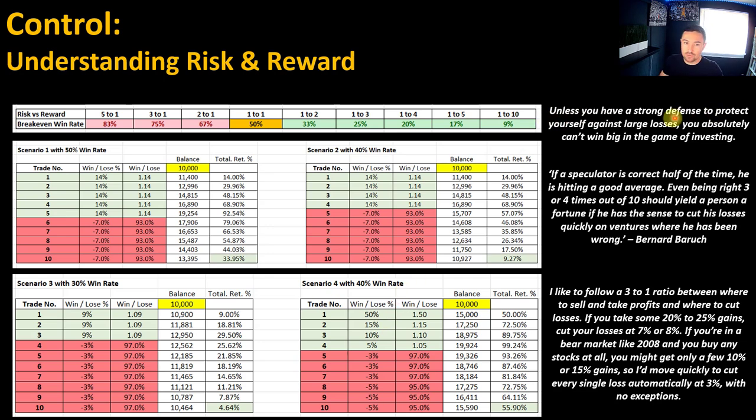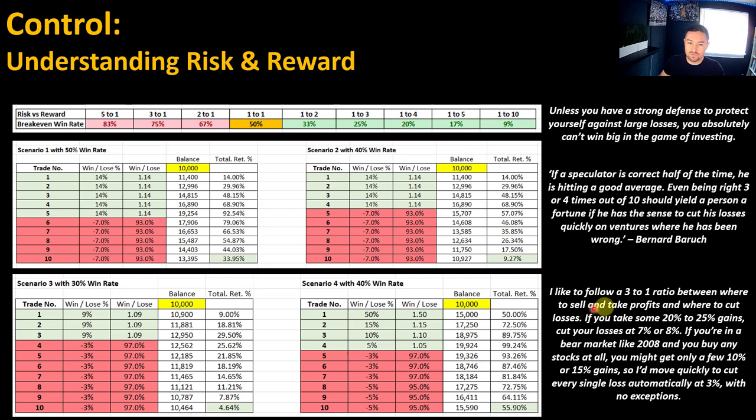So unless you have a strong defense, these are some quotes: unless you have a strong defense to protect yourself against large losses, you absolutely can't win big in the game of investing. This is Bernard Baruch. If a speculator is correct half of the time, he is hitting a good average. Even being right 3 or 4 times out of 10 should yield a person a fortune if he has the sense to cut his losses quickly on ventures where he has been wrong. He wrote a very good book. I would highly recommend it.